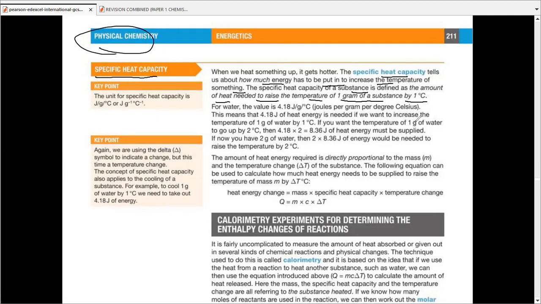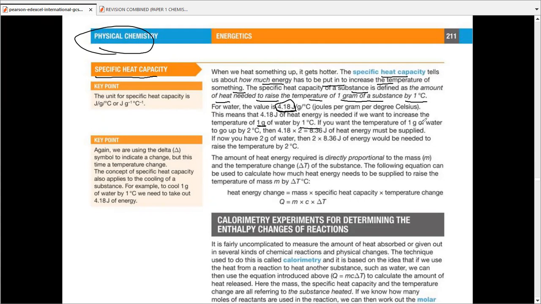So if we're talking about water, the specific heat capacity of water would be the amount of heat needed to raise the temperature of 1 gram of water by 1 degree centigrade. And the exact value for this is 4.18 joules per gram per degree centigrade. I hope that makes much more sense now. Since 4.18 joules would be the energy required to raise the temperature of 1 gram of water, since there is per gram, by 1 degree centigrade, since there is per degree centigrade too.